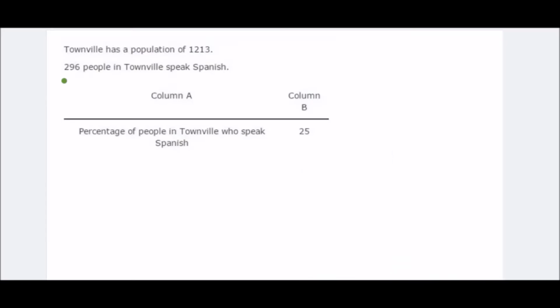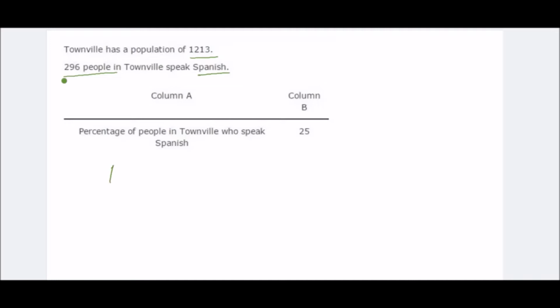Here is our first question. Townville has a population of 1213. 296 people in Townville speak Spanish. So for column A, we have to find out the percentage of people in Townville who speak Spanish. Column B is given 25. So from question, 296 people speak Spanish and total population is 1213.